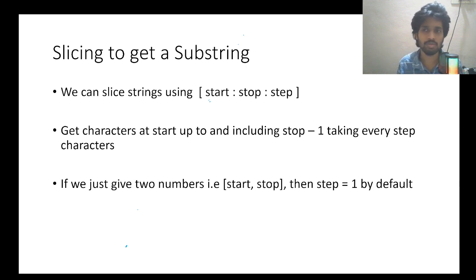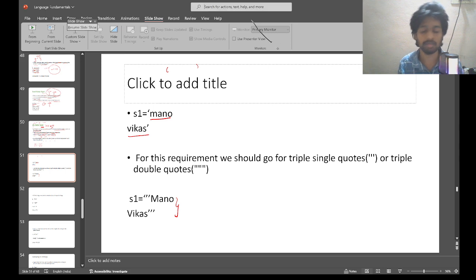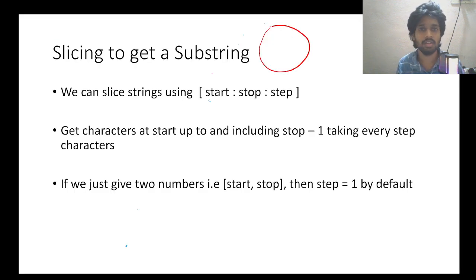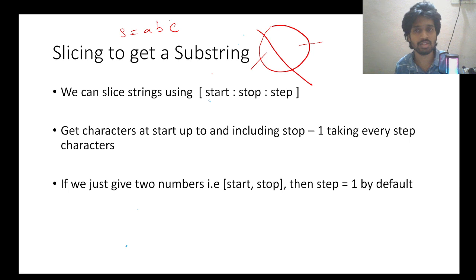We can also slice a string. Slicing is nothing but cutting a string. For example, if you have a pizza and you slice it into two parts, this is one part, this is the other part. Similarly, if I slice this string into two parts, this is one substring, this is another substring. To slice a string, first I need to mention the starting index, then the stop index, then the step. Step is nothing but the increment.